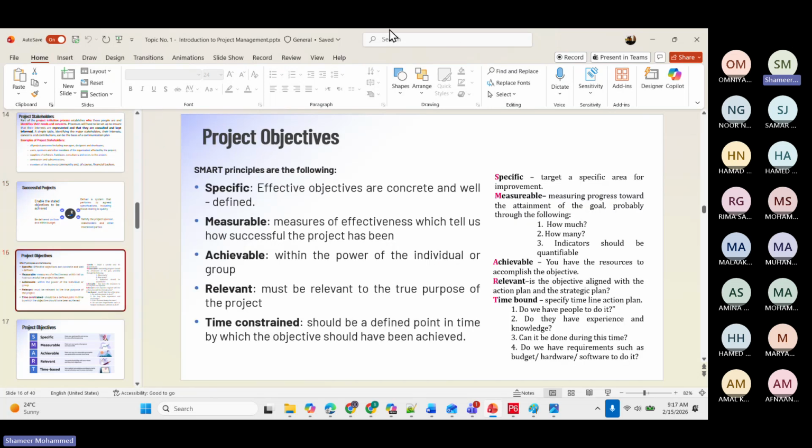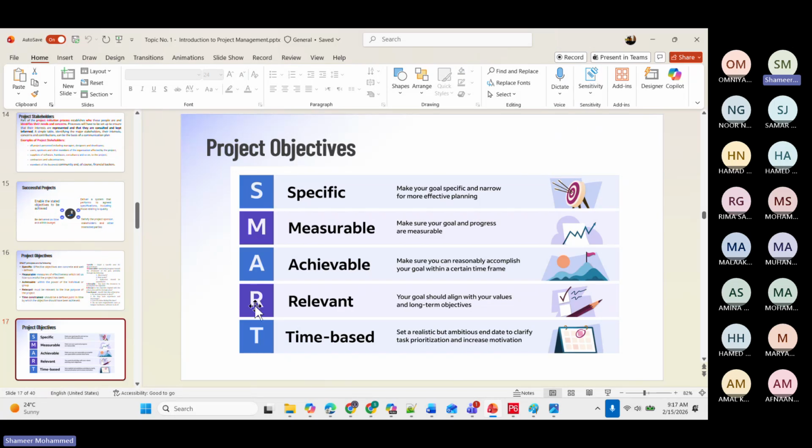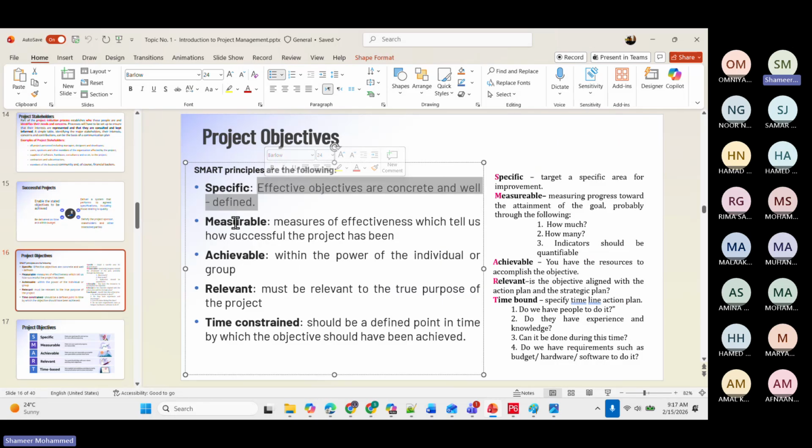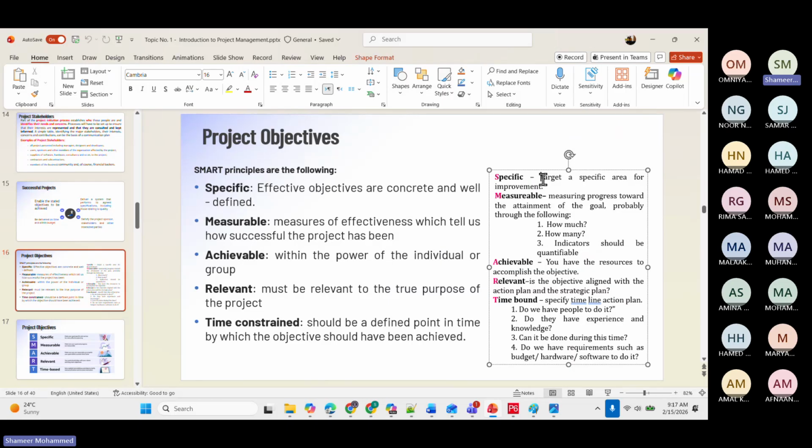Objectives of the project. In order to achieve the project objectives, IT companies or any organizations follow certain criteria. This criteria is called SMART. S for specific, measurable, achievable, relevant, time-based. What is specific? Specific means you are designing the specific objective. You are clearly mentioning what we have to achieve. What is our goal? Target a specific area.